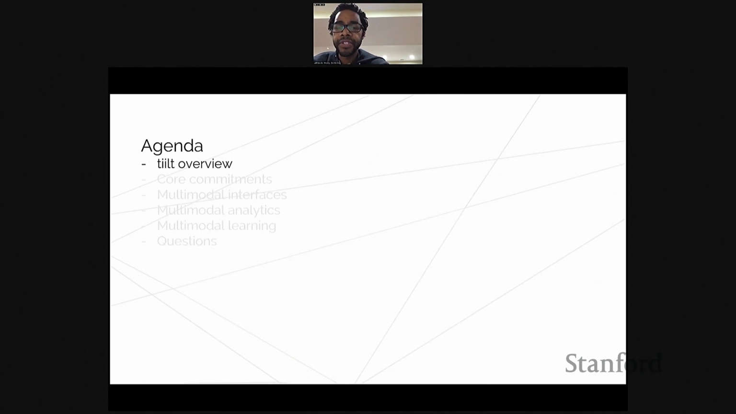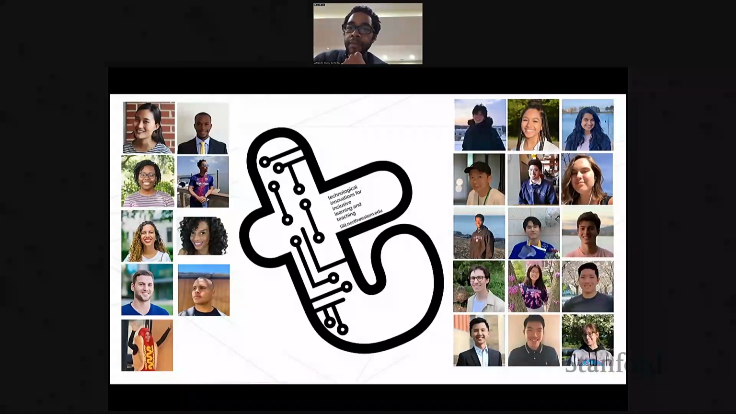General agenda: I'm going to first quickly introduce my lab, Tilt, and then we're going to talk about some core commitments, and then multiple interfaces, multiple analytics, and multimodal learning. So, this work is done in conjunction with my lab. My lab is called Tilt, Technological Innovations for Inclusive Learning and Teaching. You can find us at tilt.northwestern.edu.